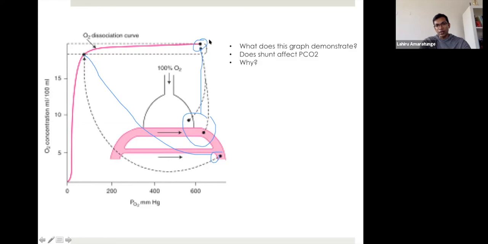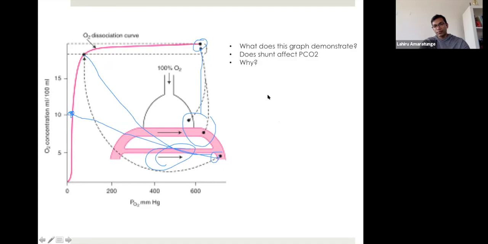This could be a problem, however. Imagine if this shunt was to increase substantially. You could then imagine that if your PO2 drops significantly because of that, you would get a massive fall in the concentration or content of oxygen in your hemoglobin. But in a normal situation, it has very, very little effect on content, therefore won't make a big difference to your oxygen delivery.